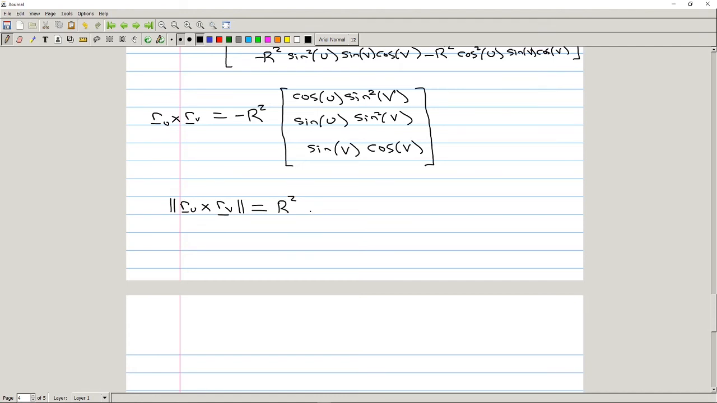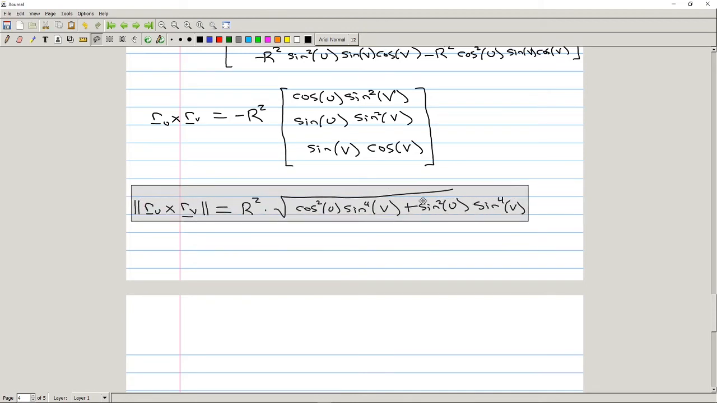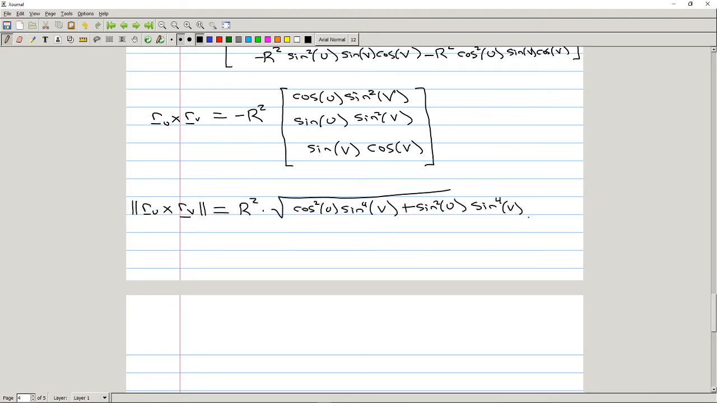The magnitude of this is going to be this squared, square root, so it'll just be r squared times the square root of cosine squared u sine to the fourth of v plus sine squared of u sine to the fourth of v. Plus, lastly, we'll just put this in below and just make all of this to the power 1/2, sine squared of v cosine squared of v, all to the power 1/2.